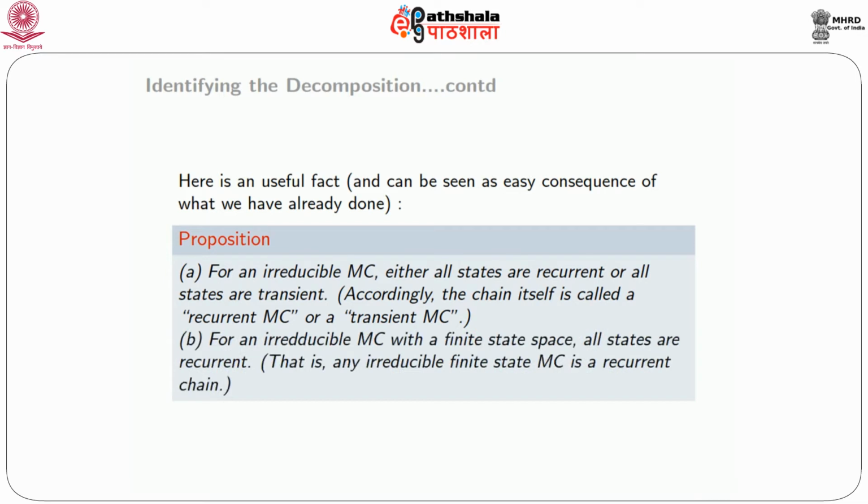And secondly, if you have an irreducible Markov chain with a finite state space, then all states must be recurrent. That of course again because since it's a finite state space, there has to be at least one state which is recurrent. But then by part A, either all states are recurrent or all states are transient, which means in this particular case, all states in an irreducible Markov chain must be recurrent if it has finitely many states. That is, any irreducible finite state space Markov chain is automatically a recurrent chain. So these are very, very important and useful facts.